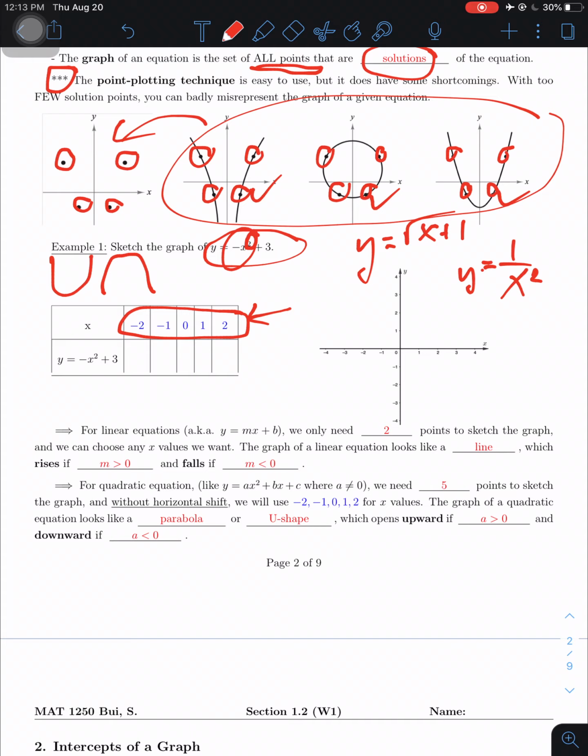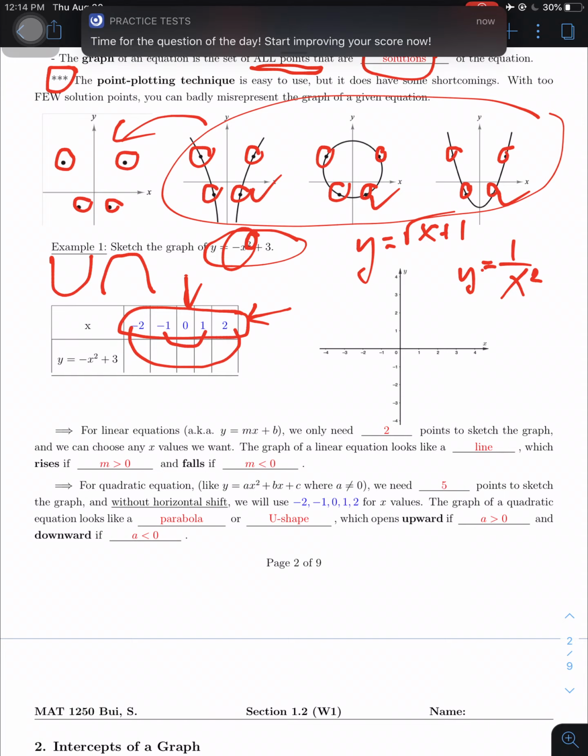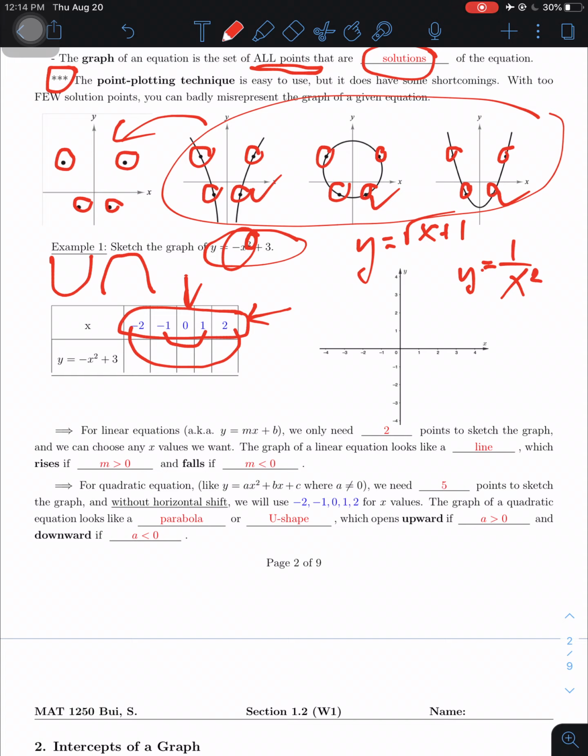0 would be the center. And the points of negative 1 and 1, they should be symmetric to each other. Same thing with negative 2 and 2. They should be symmetric to each other. You will see it in the graph. Okay, so your first mission of the day is to fill out this blank in here, all the y values, and after that, plot the points of x and y, connect them to get a U shape.